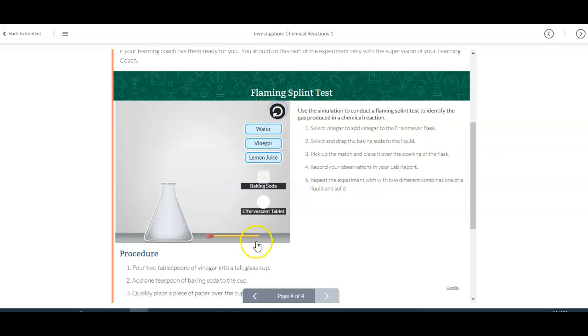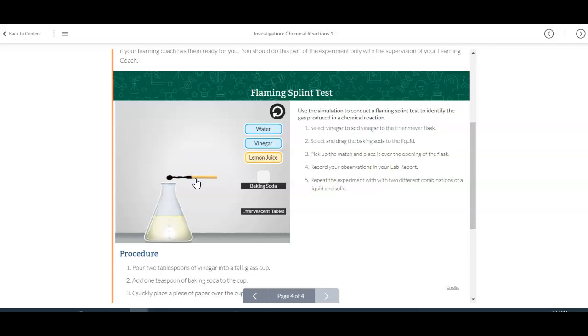We reset it. Let's try vinegar and the effervescent tablet. Bubbles, no flame. So vinegar plus the effervescent equals no flame. Reset it. Let's go to lemon juice and effervescent. And what happens? No flame.